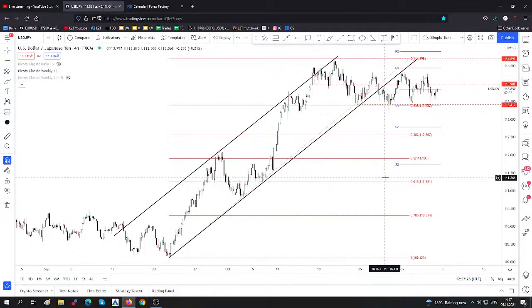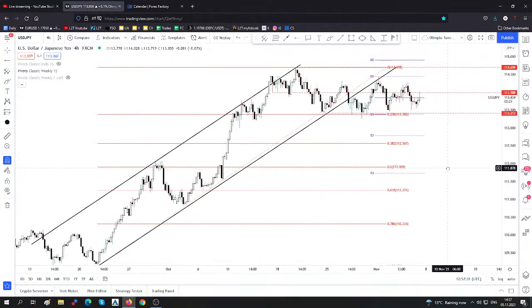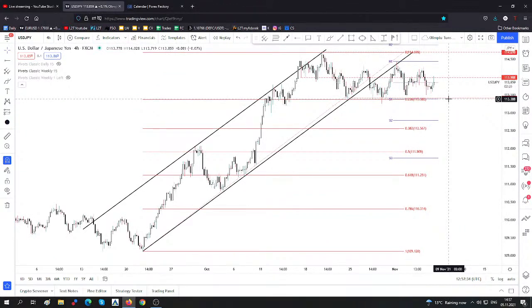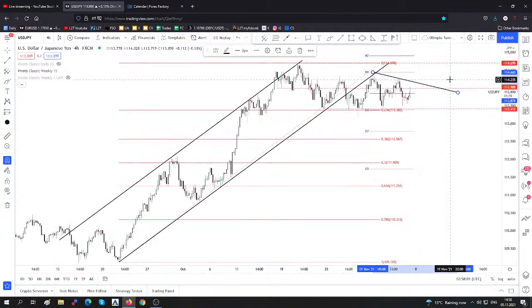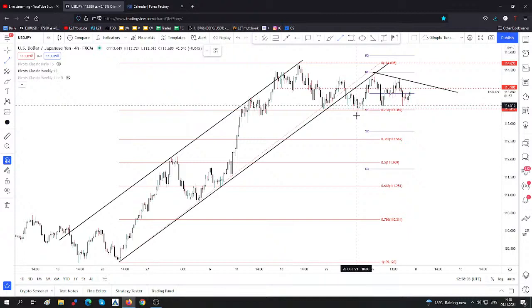US dollar versus the Japanese yen continues to move sideways in the short term, and I've told you that as long as it stays above the 23.6 at 113.38, the bias is still bullish despite this breakdown from the up channel. Moving sideways here, failing to make a new lower low, failing to make a breakdown below these levels, the US dollar versus the Japanese yen could resume its growth, but I'm waiting for something here as well. Maybe we have a pattern like a triangle in the short term.